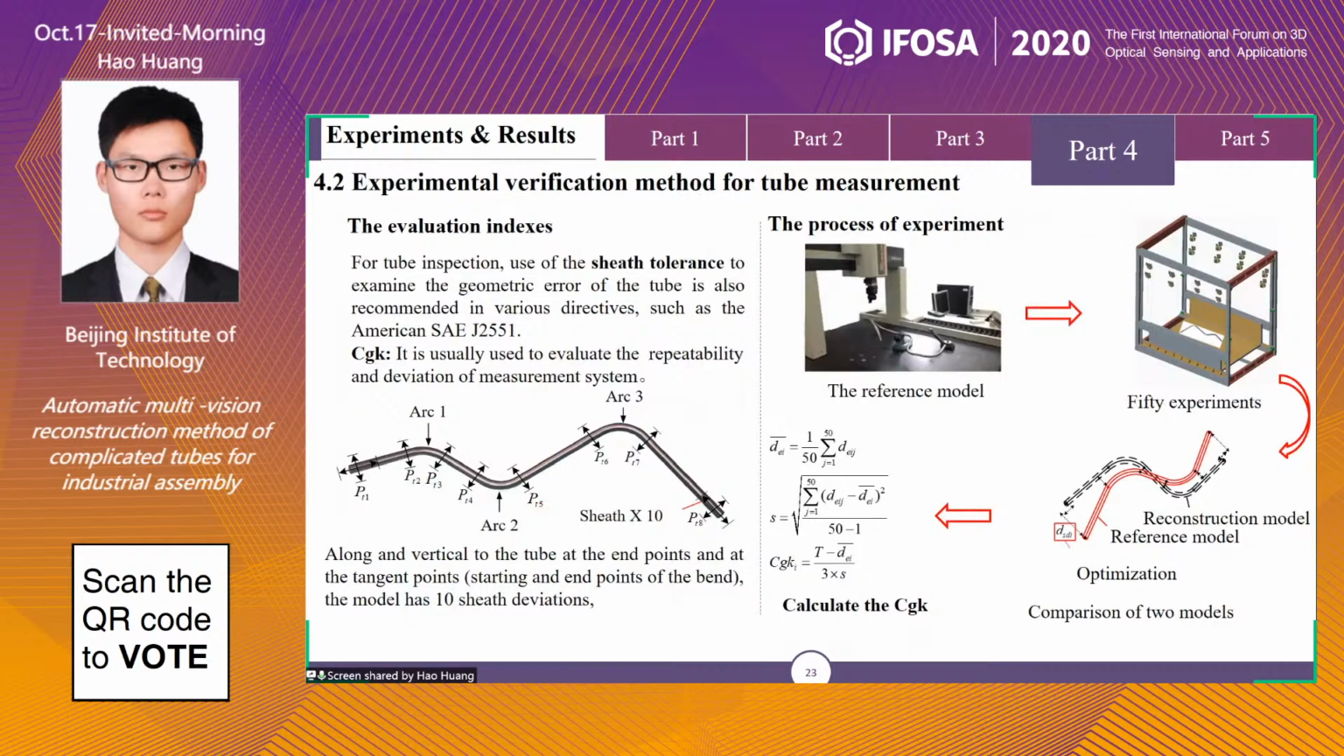The performance of the proposed tube measurement method is evaluated by calculating the CPK value. The process of experiments is as follows. We first construct the reference model using CMM and make the experimental tube model 50 times using our algorithm. Finally, compare two models and we can obtain the CPK value. The acceptance criterion of CPK is 1.33, and the higher the value, the better the performance.